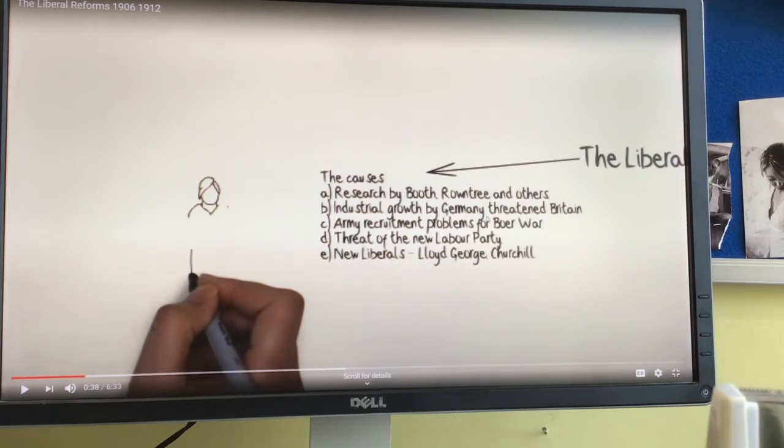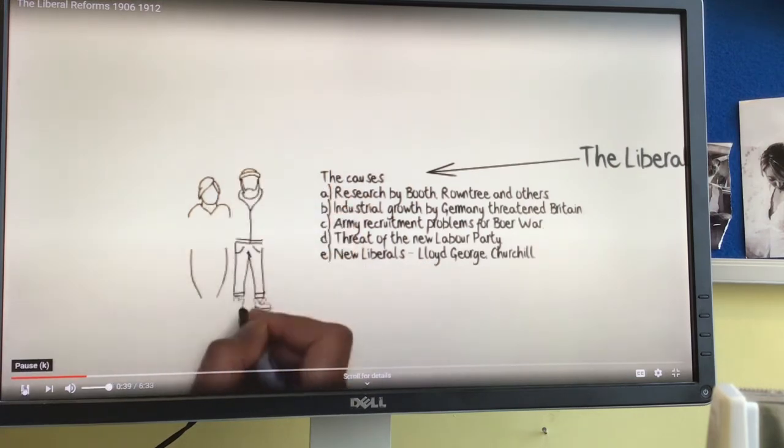Army recruitment's a problem as well, because as I said earlier, when they go and sign up for the army, they take all the measurements, do all the fitness tests, and 40% of those candidates are really unhealthy and not very fit. There's also the threat of a new political party, the Labour Party at the time. The Labour Party is standing up, their main aim is to stand up for the workers and working rights. So they're threatening the Liberals to do something. And then we have this kind of new Liberal guy called Lloyd George. And actually, believe it or not, Winston Churchill was a Liberal at this time. So these new thinkers are pushing new ideas to help people.